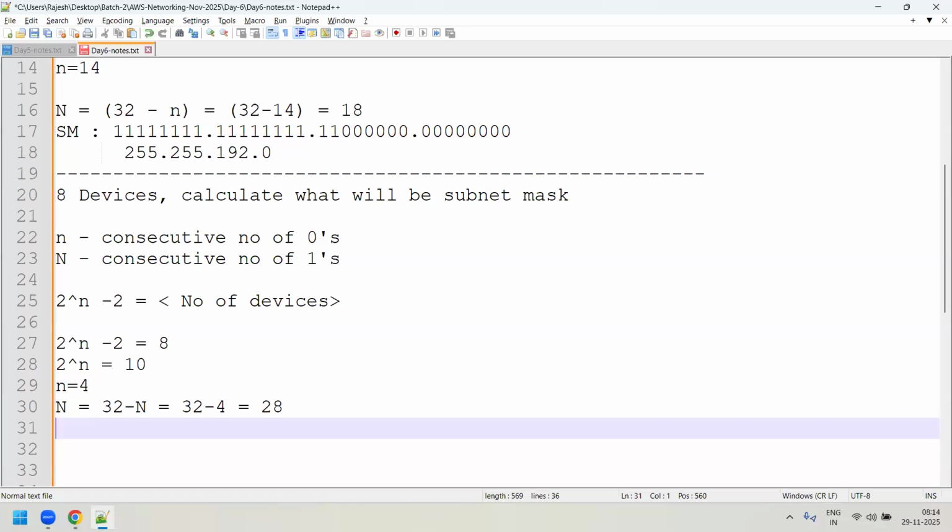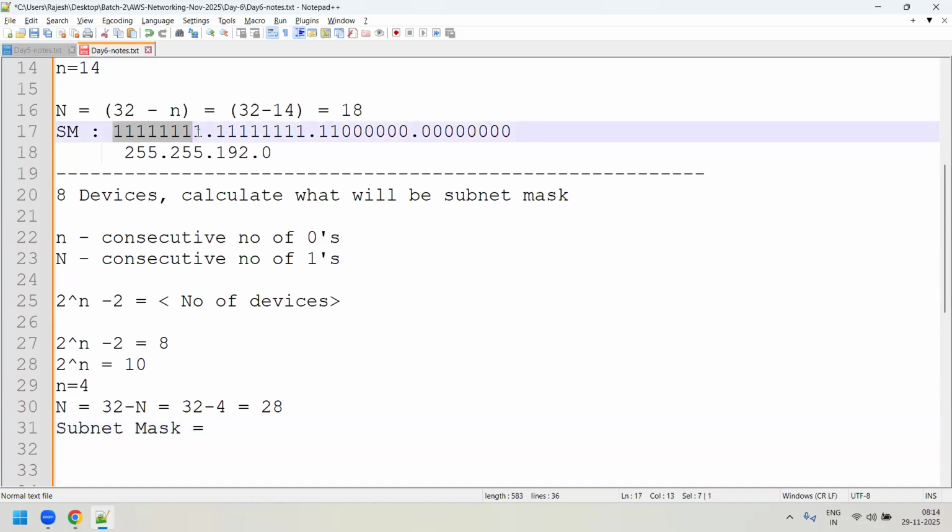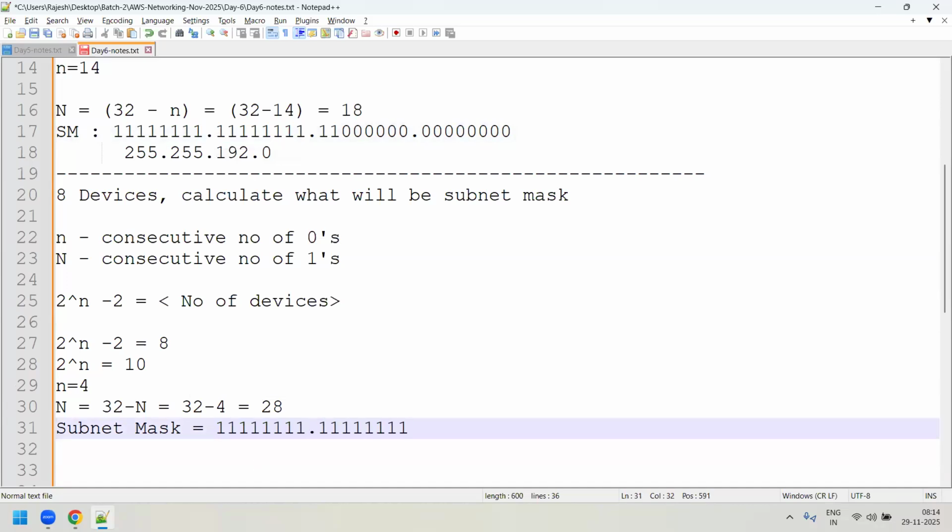So your subnet mask will be 28 ones, capital N is 28. 28 means how much? 8 plus 8 is 16, 16 plus 8 is 24, then 25, 26, 27, 28. And the remaining will be 0, 0, 0, 0. This will be the subnet mask. So small n, the number of zeros, is 4, and capital N is 28.